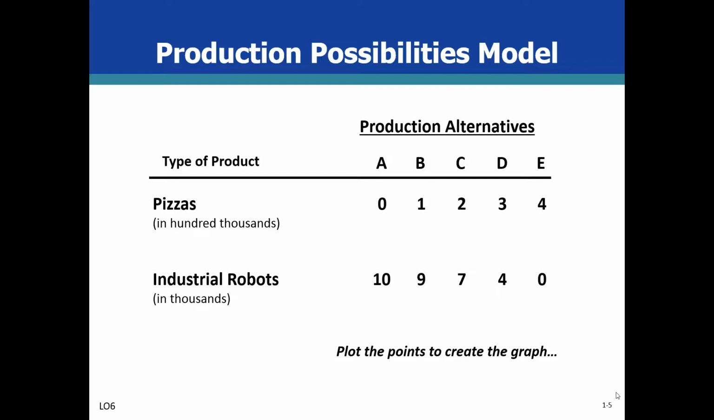As an example of the trade-offs, we can make 10 industrial robots and 0 pizzas. Pretty much an unlikely combination. Or, at the other extreme, we can make 4 pizzas, but we're not going to get any industrial robots. Nothing allocated for making other stuff. Most likely, society will pick a point somewhere between the two extremes.